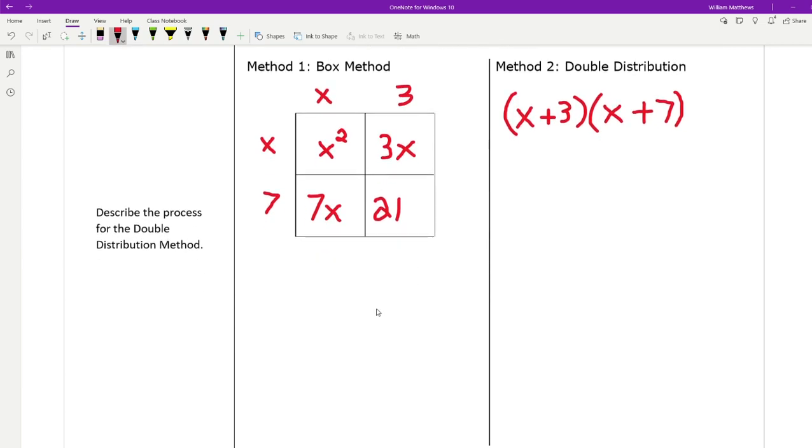So if we were to simplify this, we have an x squared, we have two sections that have an x, so we would combine those to give us a positive 10x. And then in our last box, we have a positive 21.